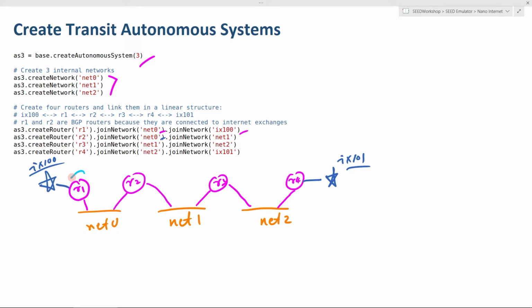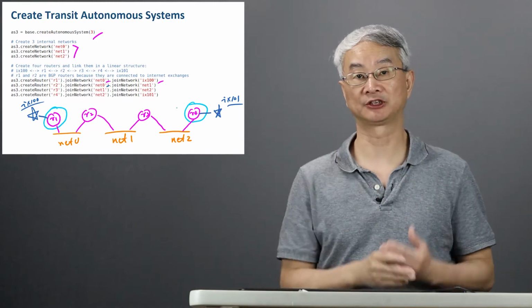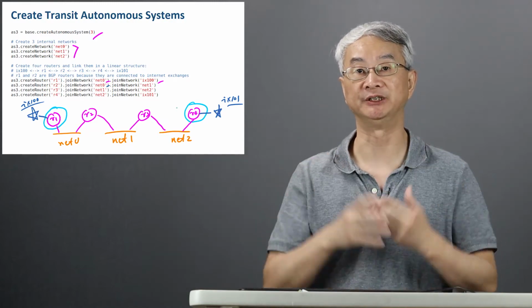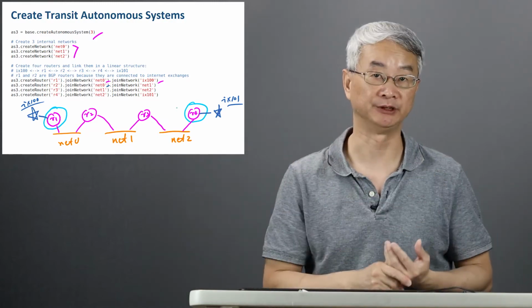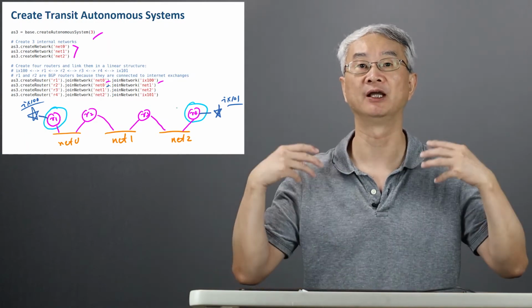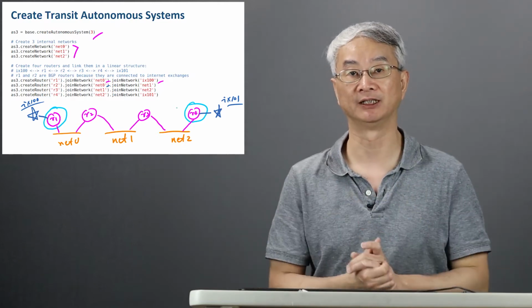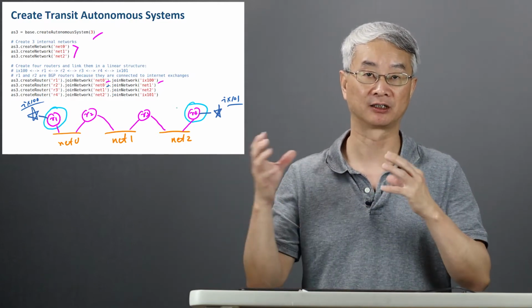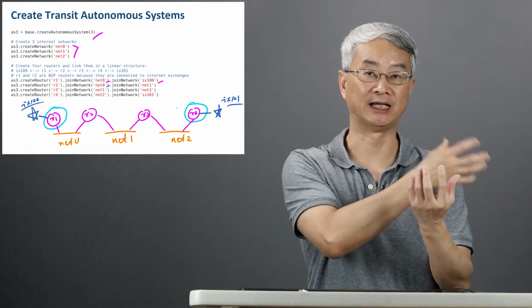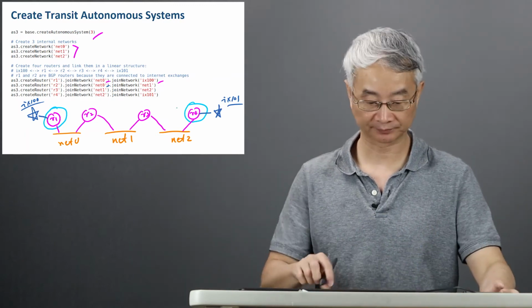And these two, because they connect to the Internet Exchange, they are the BGP speakers. They are the BGP routers. Okay, so we're going to configure R1 and R3. We're going to install the BGP software on top of that, so they can actually connect with the other autonomous system. Okay, and that's just a simple topology.